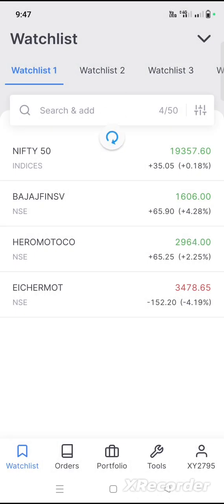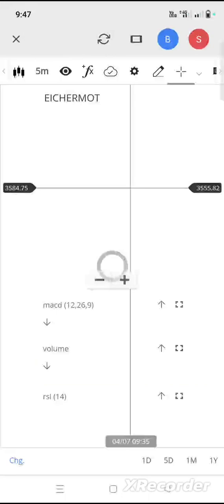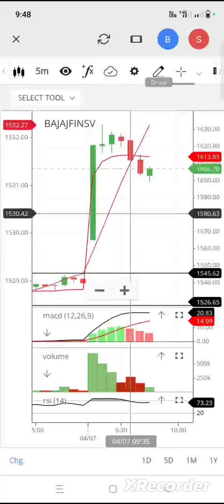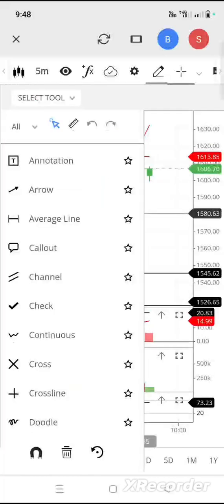So I have now three potential stocks for today's trade. I look for my levels to see whether it is breakdown or breakout. So once I get the confirmation, I'll take the trade. So this is how I trade in gap up or gap down.